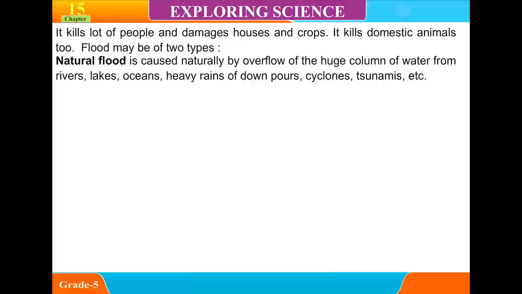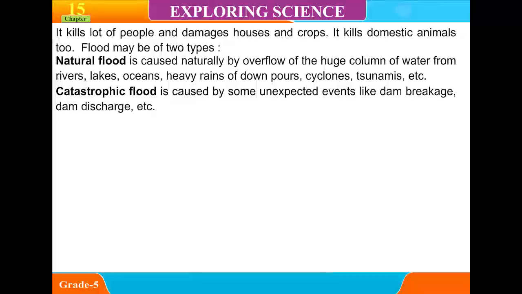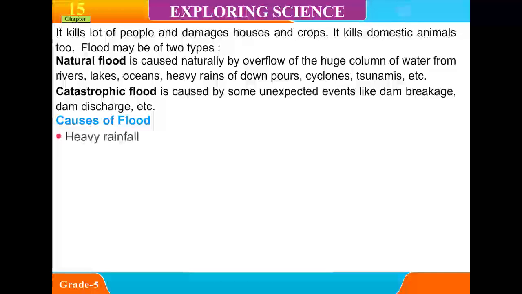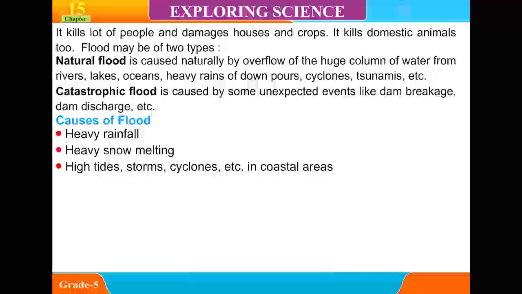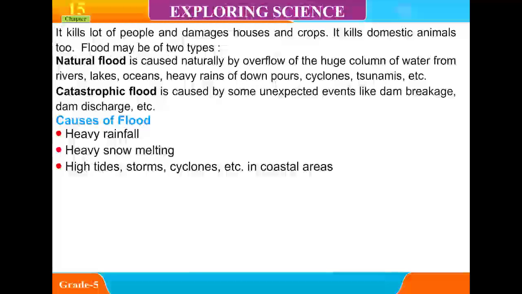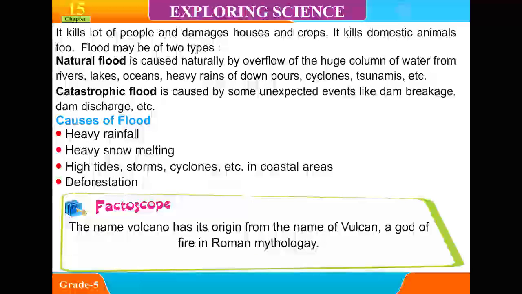Natural flood is caused naturally by overflowing of the huge column of water from rivers, lakes, oceans, heavy rains or downpours, cyclones, tsunamis, etc. Catastrophic flood is caused by some unexpected events like dam breakage, dam discharge, etc. Causes of flood. Heavy rainfall, heavy snow melting, high tides, storms, cyclones, etc. in coastal areas. Deforestation.